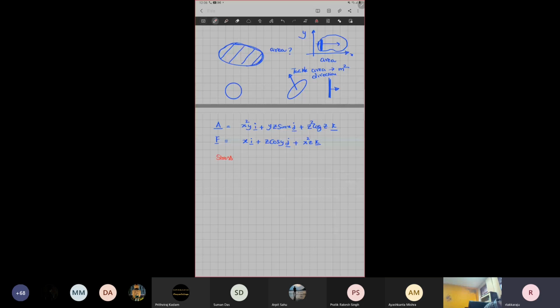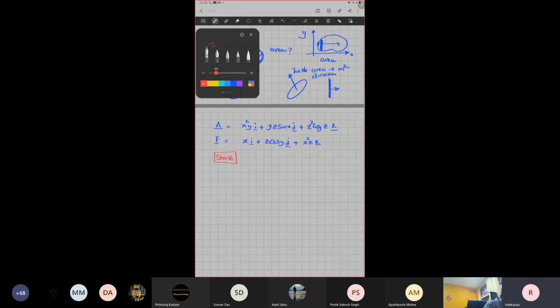Guys, tell me. Thrust per unit area. So what we have learned in our plus 2 science is that stress is defined as force per unit area.